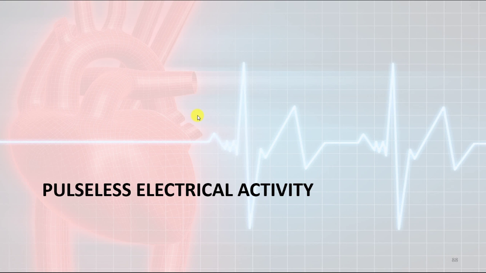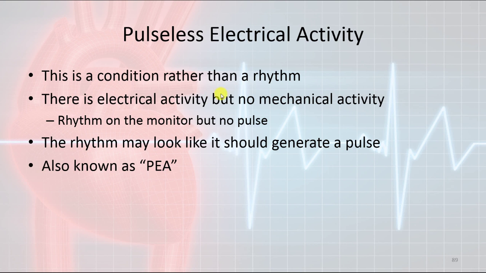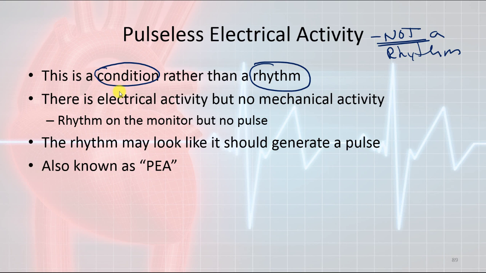Pulseless electrical activity. This is another rhythm or condition that I would like to discuss in this situation, and there are a lot of people who get confused about what this is, but hopefully I will be able to clear that up. Pulseless electrical activity, a lot of times people will call it a specific rhythm. Pulseless electrical activity is not a rhythm. It is not a rhythm. Pulseless electrical activity is a patient condition. It is a condition the patient is in, not a specific rhythm.